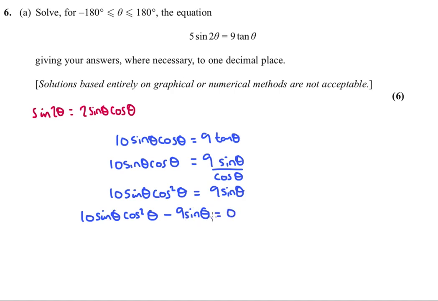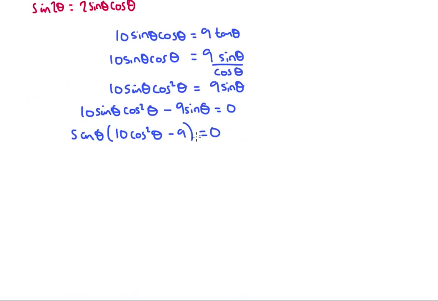and then factorise out the sine theta, because you can get solutions from this, especially in this question. This question ends up, the sine theta ends up giving us 3 solutions, so you don't want to be losing half of the solutions. So sine theta (10 cos squared theta minus 9) equals 0. So we've now got 2 things multiplying together to give us 0. So either this is 0 or the 10 cos squared theta minus 9 is 0.